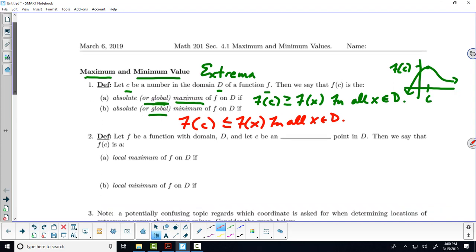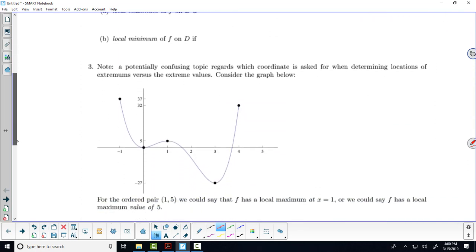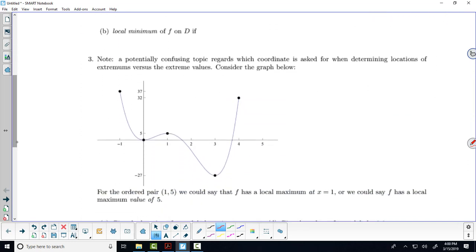In fact, let's scroll down real quick and look at this function here. For this function, I want to go ahead and identify the global maximum and global minimum, if there are any. And in this case, there are. So we would call this value right here a global max. Let me say that this point right here is a global maximum on this function. And this point right down here is a global min.